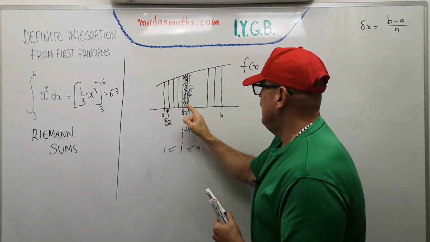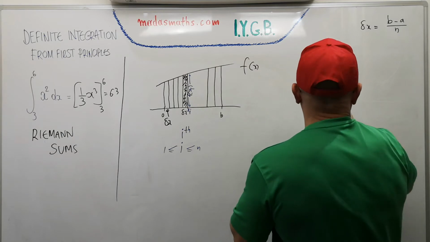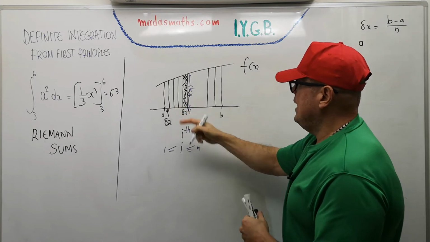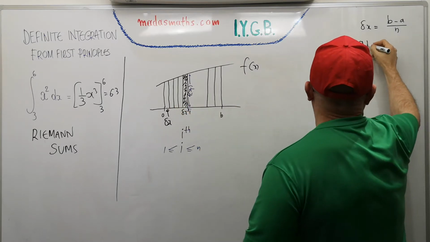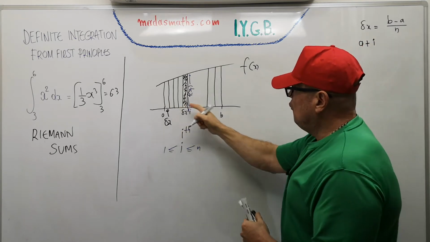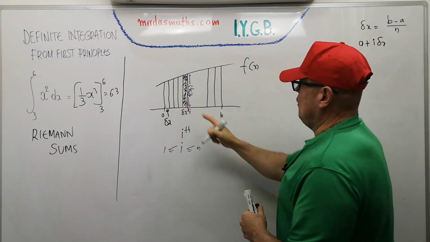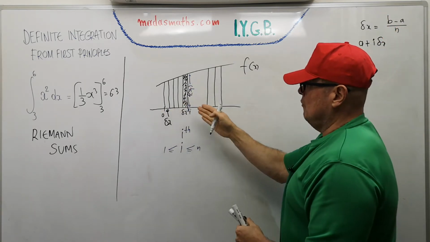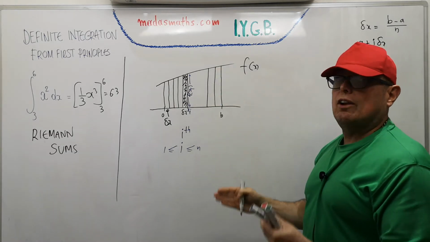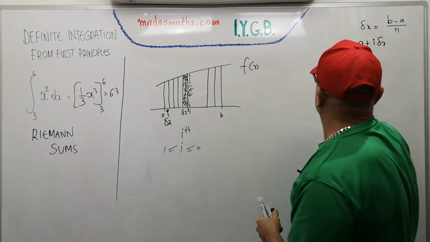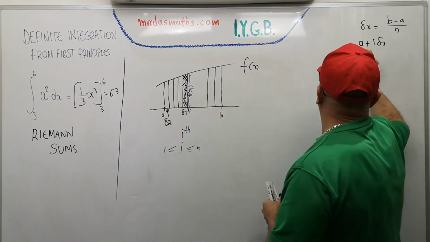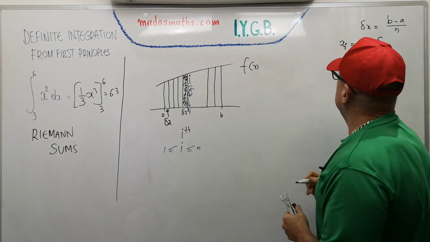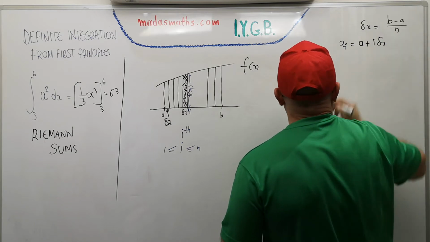This position here is going to be A, the start of my interval, plus 1, 2, 3, 4, 5, let's say, so plus i lots of delta x, wherever we choose to draw it. So if it's in the fifth rectangle, it's going to be wherever we're starting, plus 5 lots of delta x. If it's the seventh rectangle, it's wherever we're starting, plus 7 lots of delta x. This is my x_i, and delta x I have defined up there.